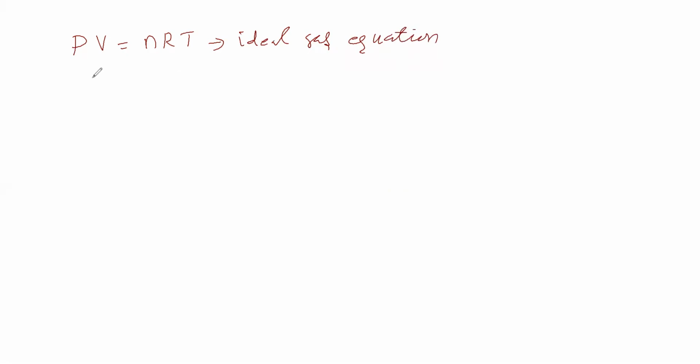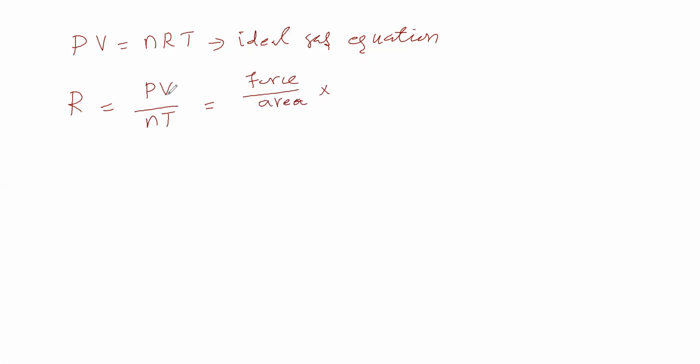In this ideal gas equation, what is P? Pressure. What is V? Volume. What is N? Number of moles. What is T? Temperature. Now we will find the value of R. R is equal to PV by nT, we can say. So now what is this P? Pressure. Shall we write it as force per unit area?